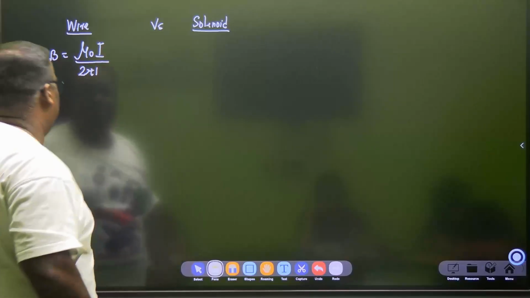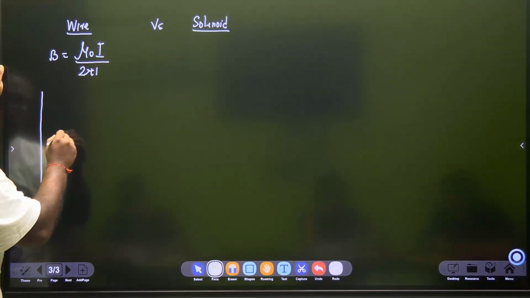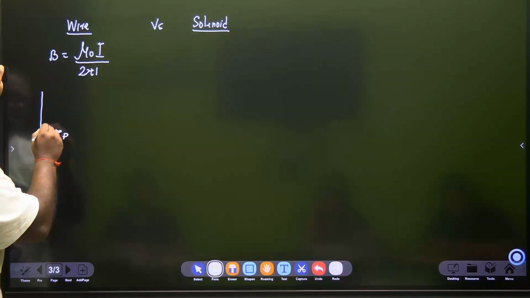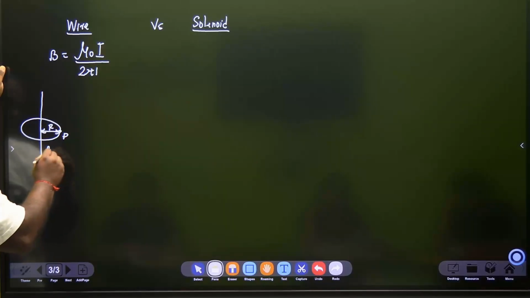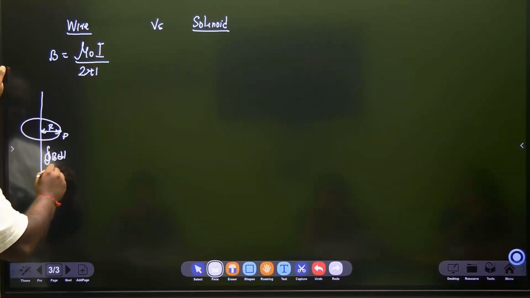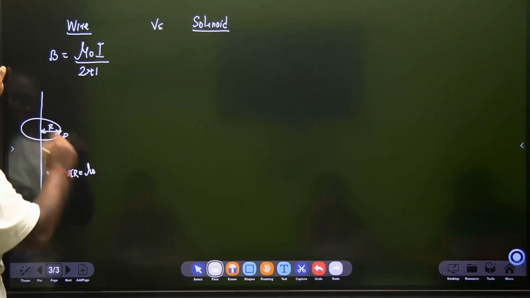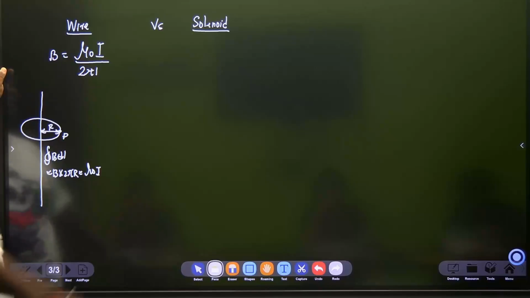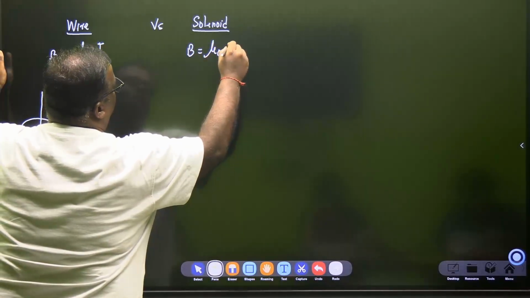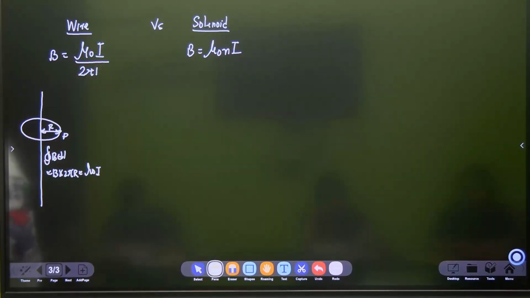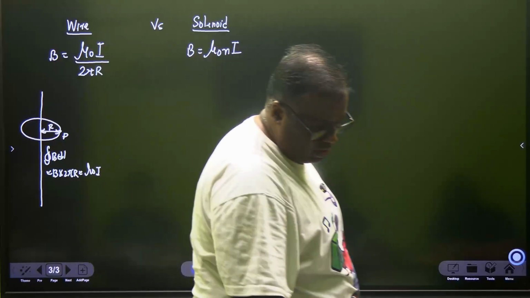This is very easy. If you have forgotten, just remember like this: one wire, and this is a point P. The distance to this point P is R. The Amperian loop is a circle. So if you do B dot dl, what is its value? B into 2 pi R. And that should be equal to mu naught into the current enclosed, I. So B is this. Here, what did you find? B is equal to mu naught nI. So straight away you can see that the magnetic field intensity is much more in a solenoid.